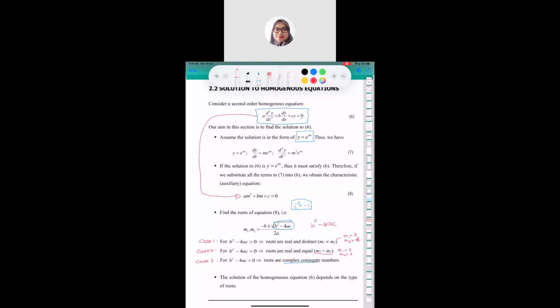Kita ada tiga case, and the solution of homogeneous depend on the type of the roots. Dia bergantung kepada type of the roots yang you ada. So kita tengok case yang pertama.